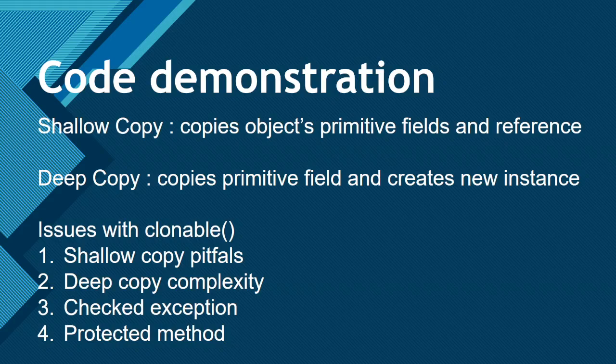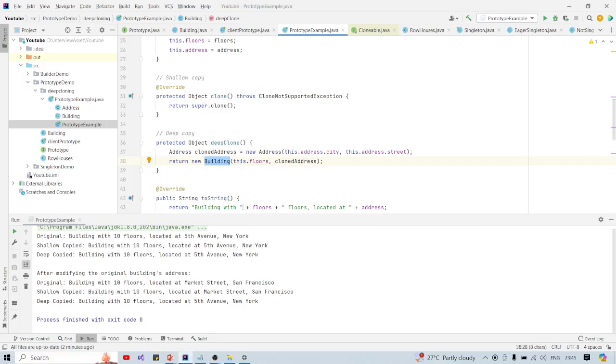Deep copy also has its own complexity. Implementing deep copy requires manual cloning of each mutable field, which is complex and error prone. Developers must ensure that all referenced objects are also cloneable and that they are cloned properly. To see this, we can again go back to the code and see what our responses are.